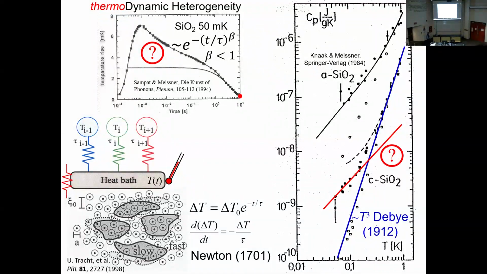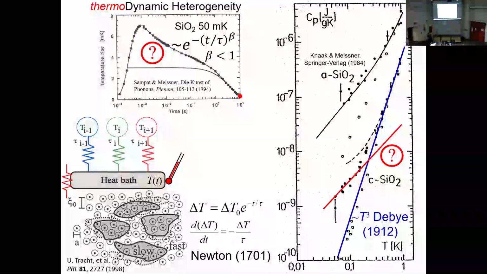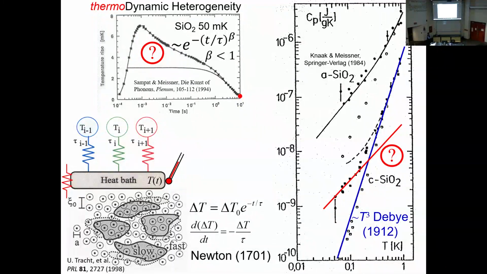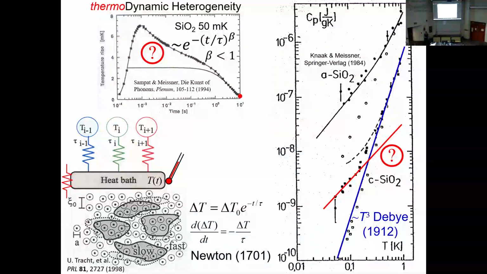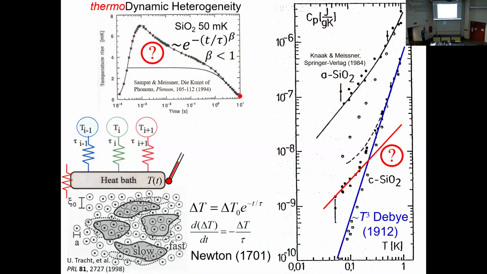Yeah. This is 1 Kelvin. Sorry, they're cut off on this zoom. This is 1 Kelvin. This is 0.1 Kelvin. This is 10 millikelvin. Vertical is in these units, joules per gram Kelvin. Okay. Anything else? Thank you.